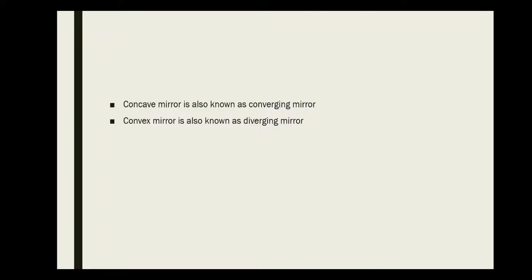See, the concave mirror is also known as the converging mirror. Why are they called converging? All the light rays converge at a point. That's why it is called a converging mirror. The convex mirror is always known as the diverging mirror. Why are they diverging? The light rays are not intersecting at a point. They diverge. That's why it is called diverging.